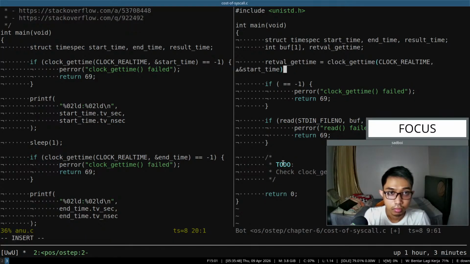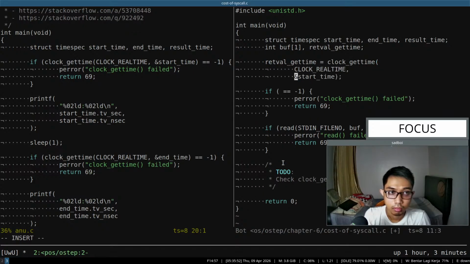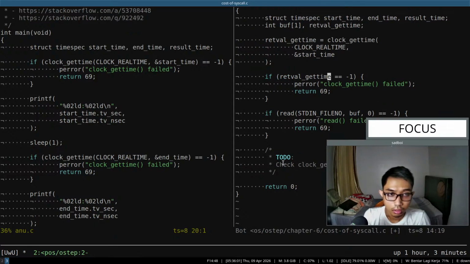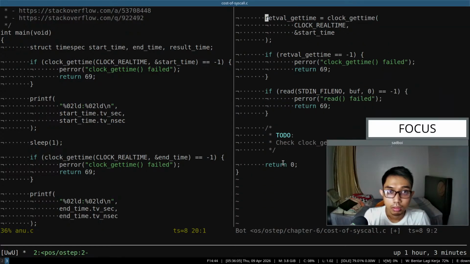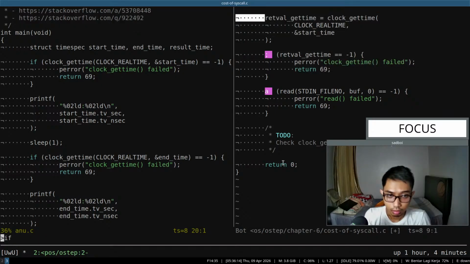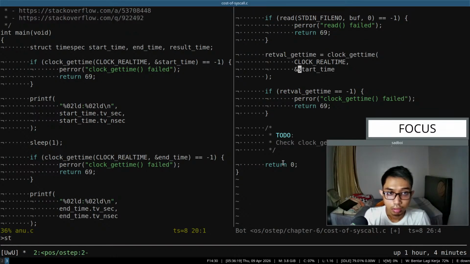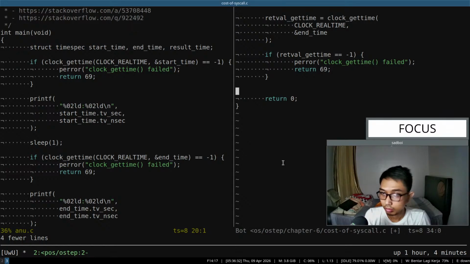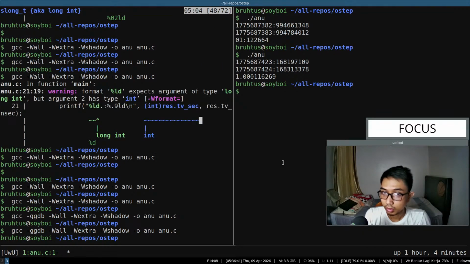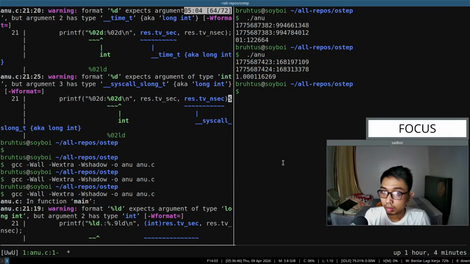Get time. Return value get time, okay. And then time. Time t. Okay.